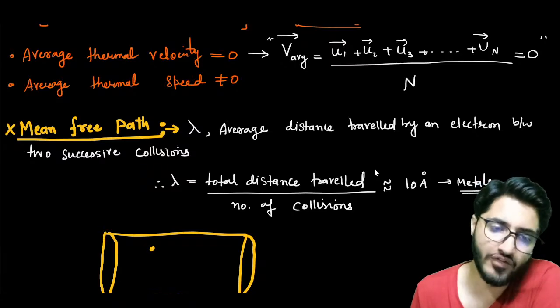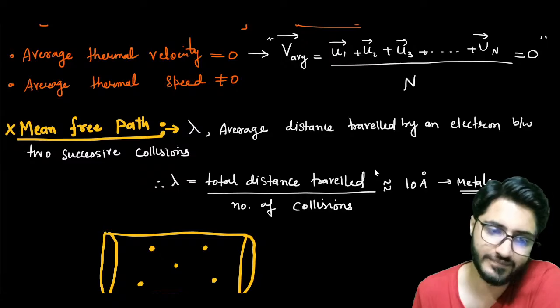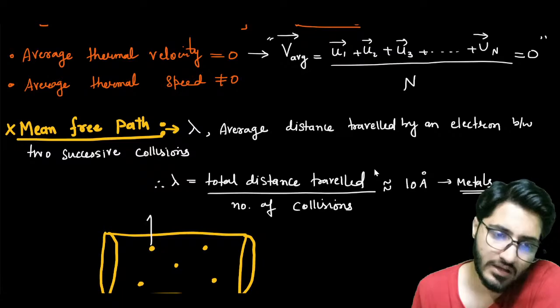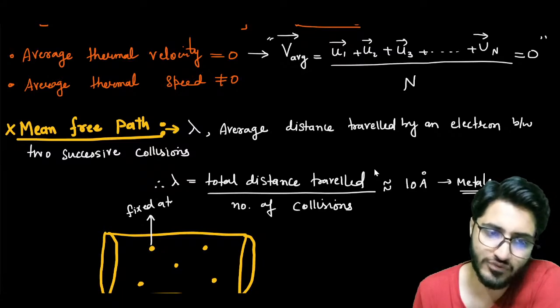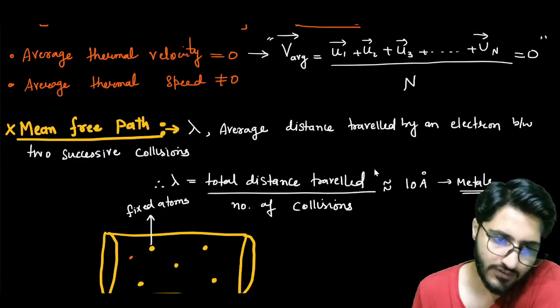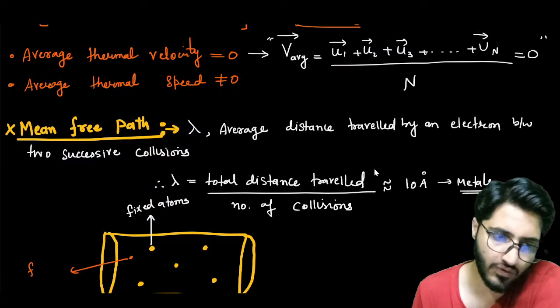Inside a conductor, positive ions are present. These little dots are positive ions, right? These are fixed ions, fixed atoms. Or I will write fixed atoms also, right? Here, this one is what? Free electron.